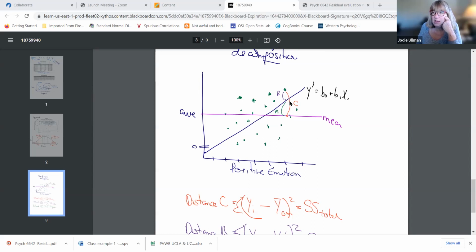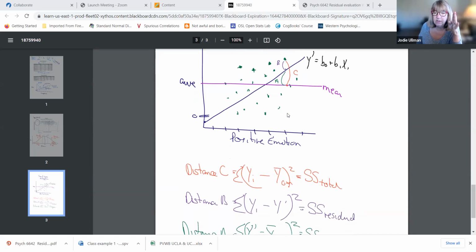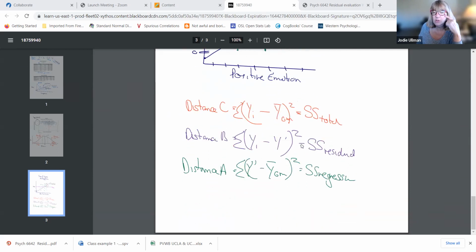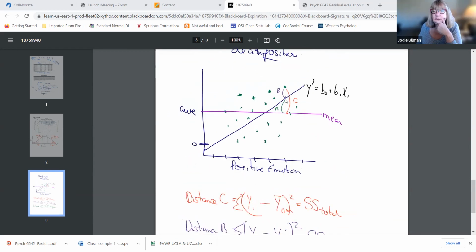And then we can divide area C, just as we talked about and showed in the source table. We can divide it into the residual, how far a person is from their predicted score, area B, and then the regression, the good stuff, the explainable variance, their predicted score from the mean. So you can see that area B plus area A equals area C.